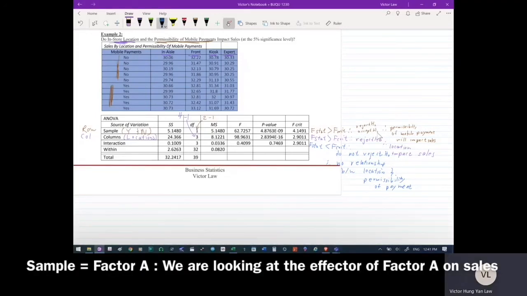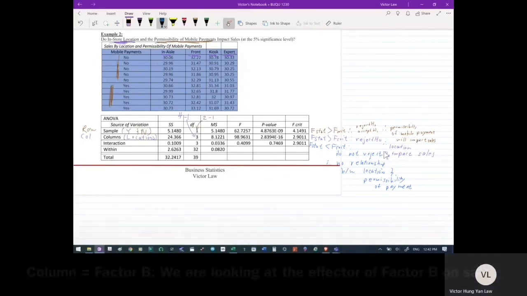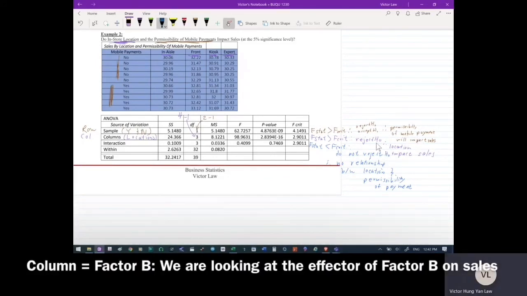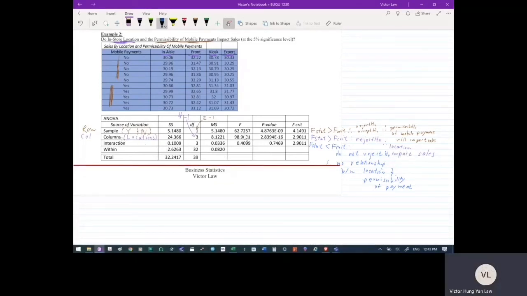What we're accepting for the sample is that the permissibility of mobile payments will impact sales. Same for the column. We're going to reject H0, accept H1, and what we're concluding is that location, which is your column, will impact sales. So that's what the F statistic and F critical tell you for the sample and the column.